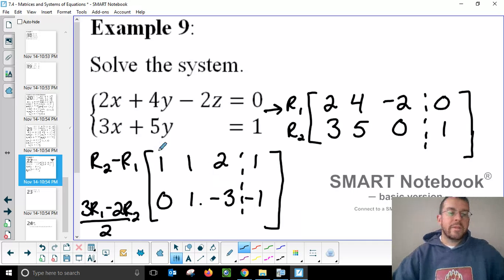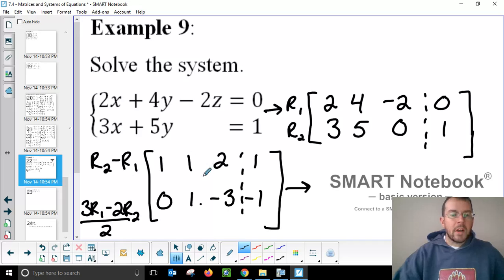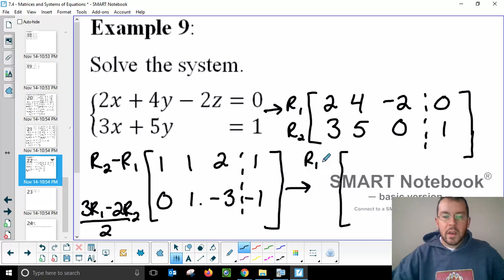Okay, so I fixed my first column my first time through. My next time through, I'm going to want to fix my second column. I'm going to want this to be a 0, and I'm going to want this to be a 1. This already is a 1, so we're good there. To get this to be a 0, I can just subtract, so I can say row 1 minus row 2.